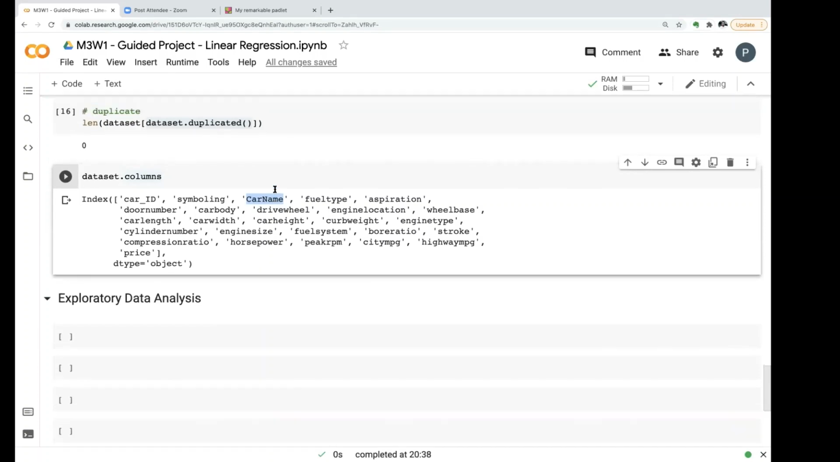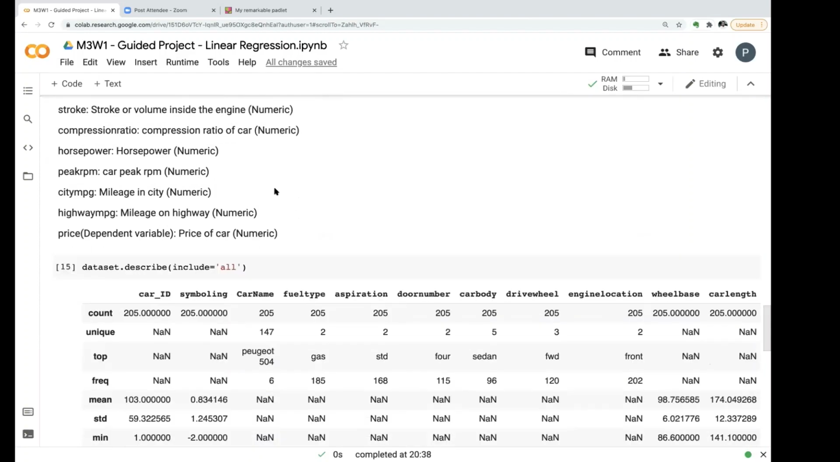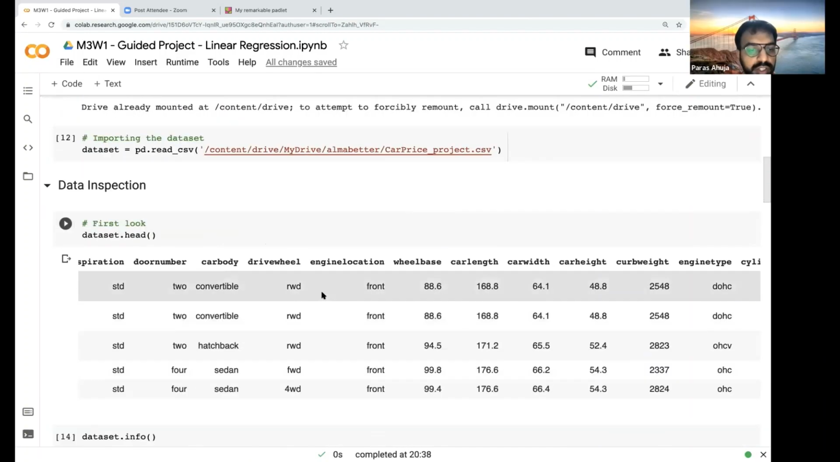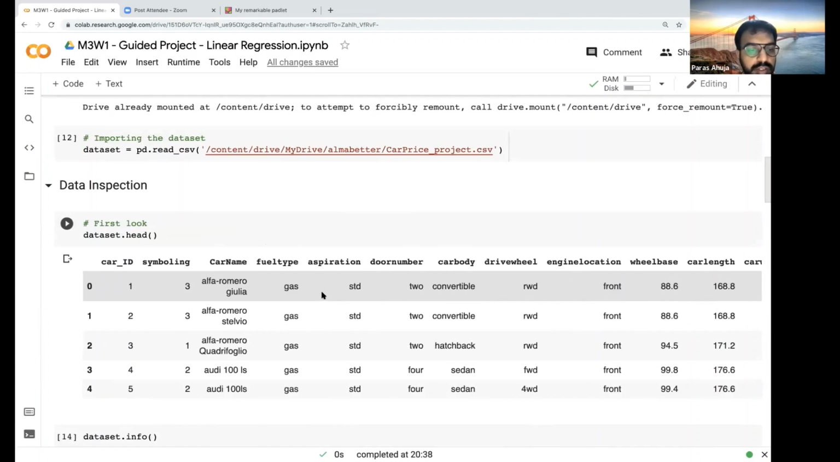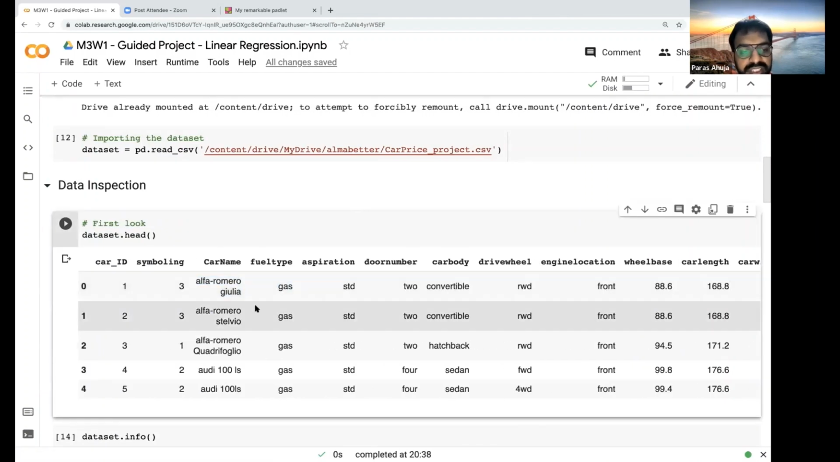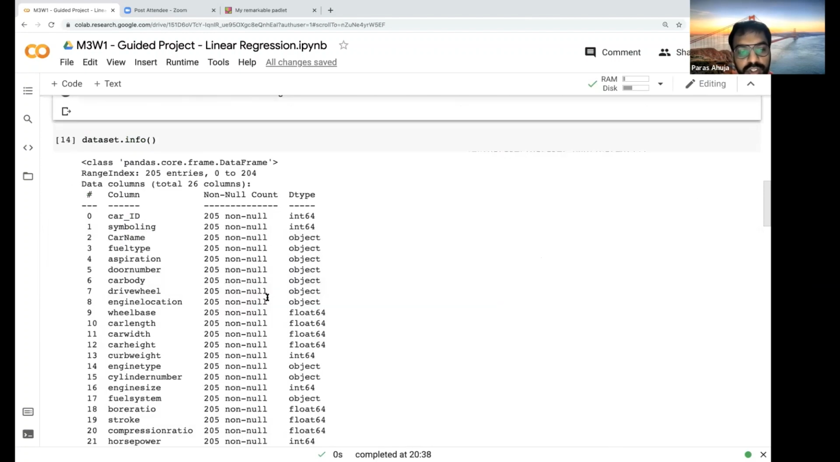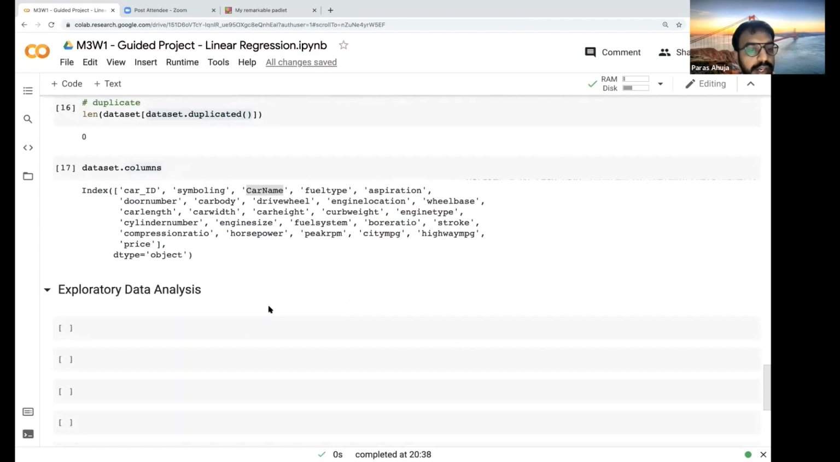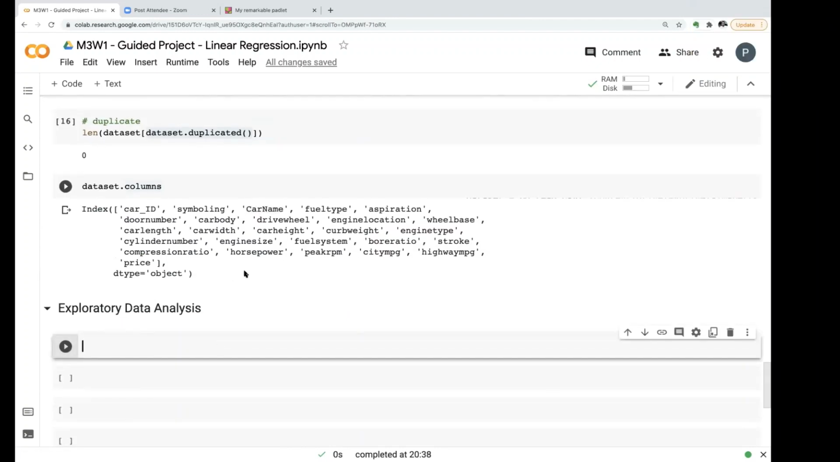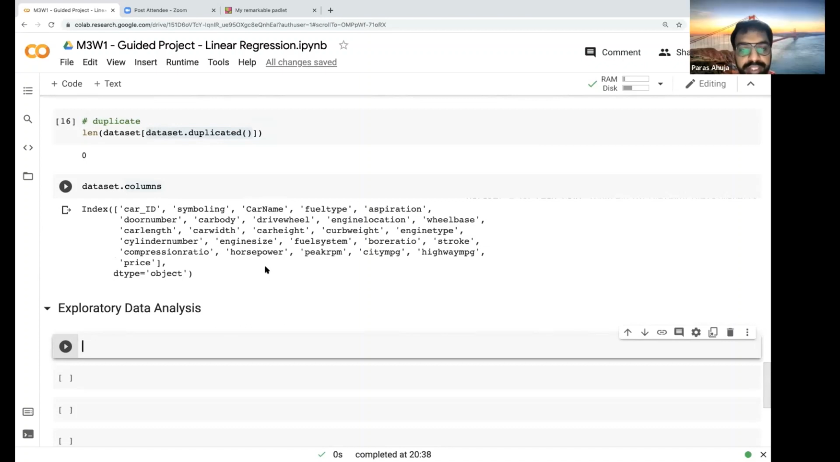And if you see the data of car name, we had put this data head, right? So car name is our car name. We'll see when we go to each of these columns one by one what we can do for the car name. So let's try to do some EDA.